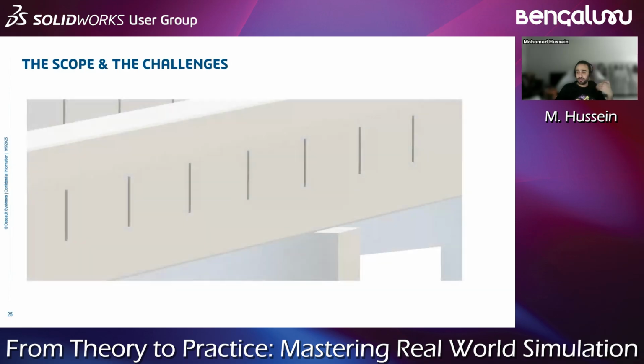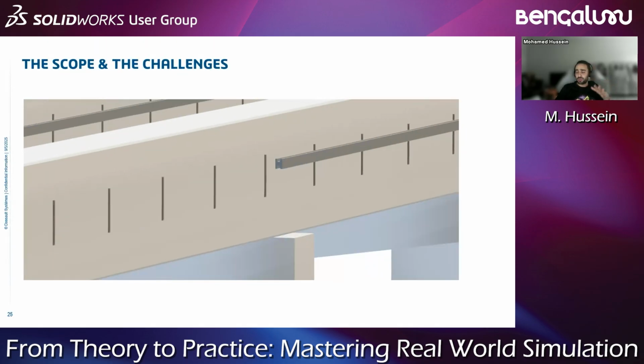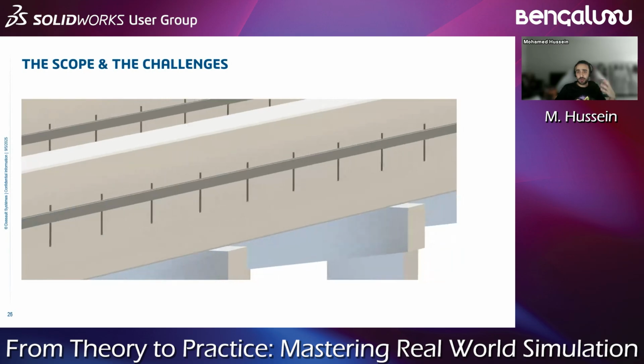After installing these supports, we are moving forward to install the power rail, or the conductor, which mainly provides the car's electricity. This power rail has a length of around 12 meters.